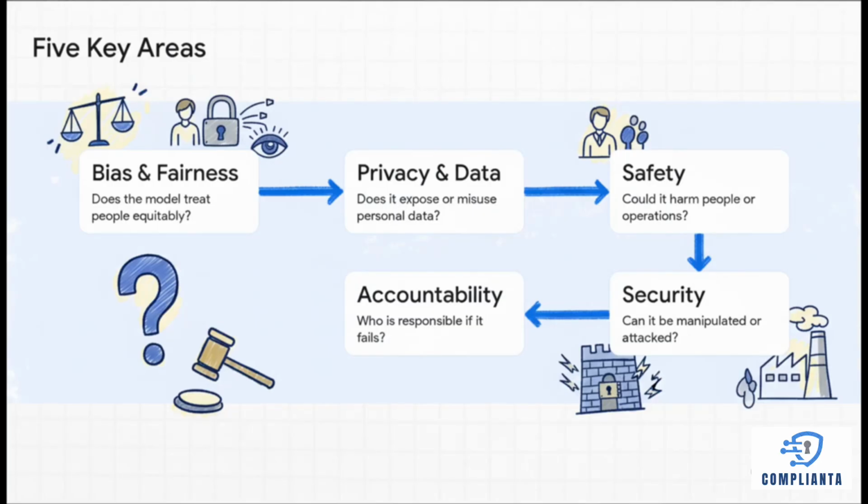So here they are. 1, bias and fairness. 2, privacy and data use. 3, safety and reliability. 4, security and resilience. And 5, accountability and transparency. If you look at an AI through these 5 lenses, you're going to get a really complete picture of its risk profile. Let's break them down one by one.